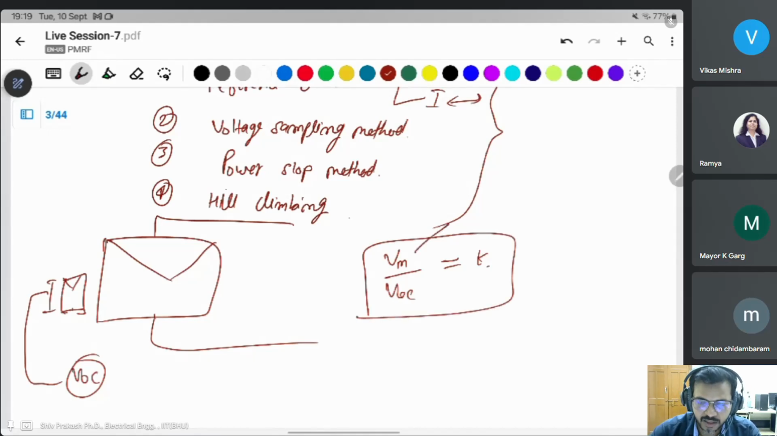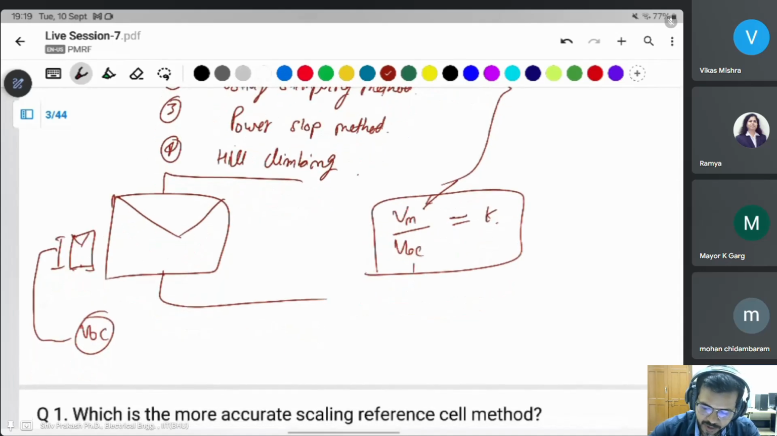But this is fixed. You cannot change the maximum power voltage because this is a fixed voltage. You can take only a VOC, but sometimes VM is different because of shadow and other things. Then you can't track exactly. But the same thing, we take VOC and the multiplication of K. This will be the VM.